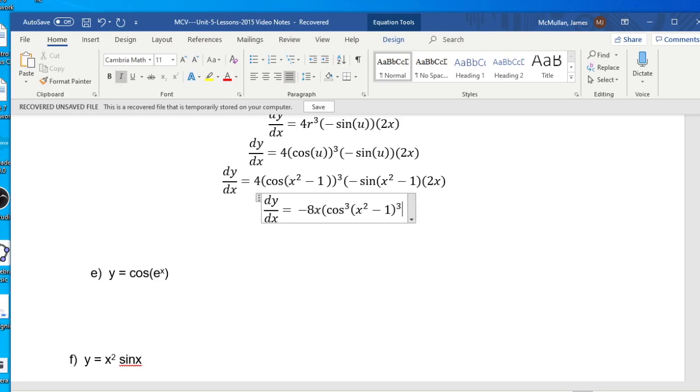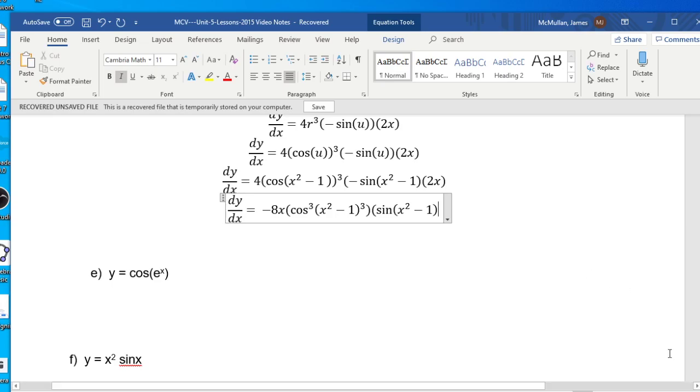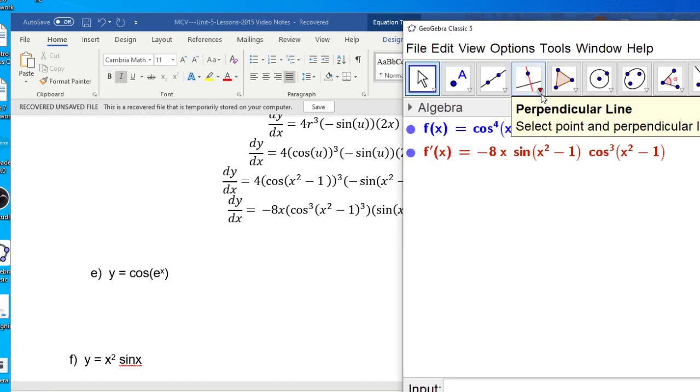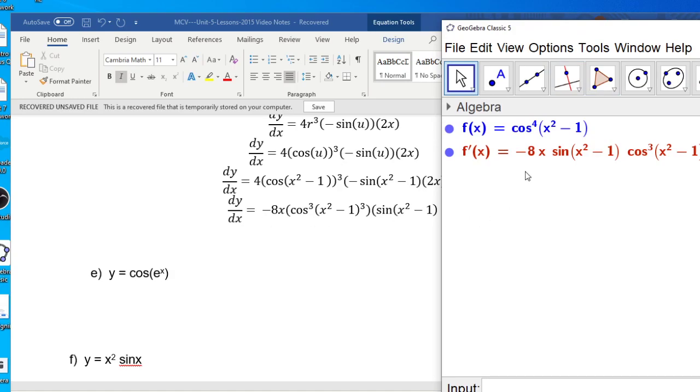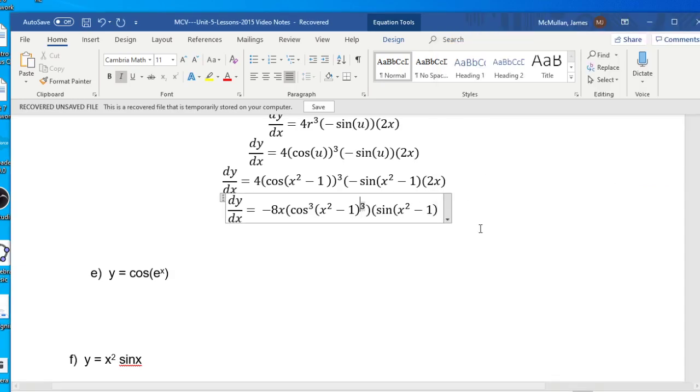All right, so I have that. And then what do I have left? I have sine of x squared minus 1. And that's it, right? So let's look at what GeoGebra said. They have a negative 8x, a sine of x squared minus 1, and then a cos cubed of x squared minus 1. Sorry, I wrote the cubed in two places, right? It should be in one or the other. You don't want to write cubed in both places.